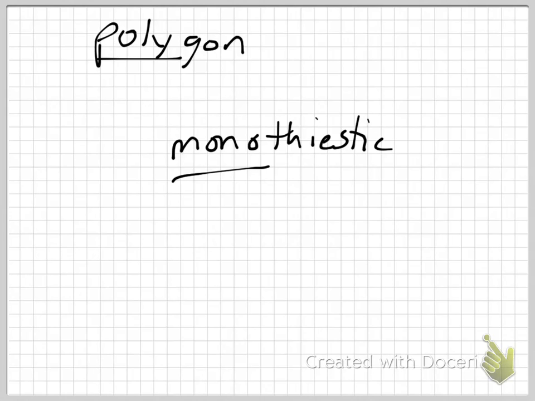Monotheistic, one God. The ancient Romans were polytheistic. Poly means many, right? Many gods. Polygons, poly means many. Gon means shape, right? So sides, right? And so it's many sides. A polygon is a shape that has many sides, okay?